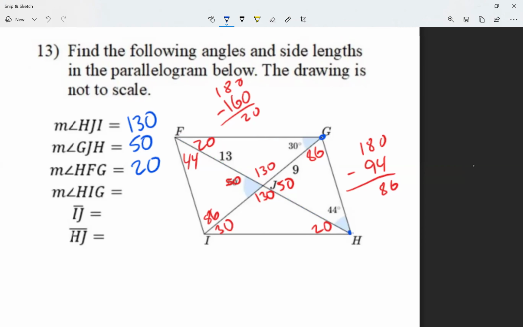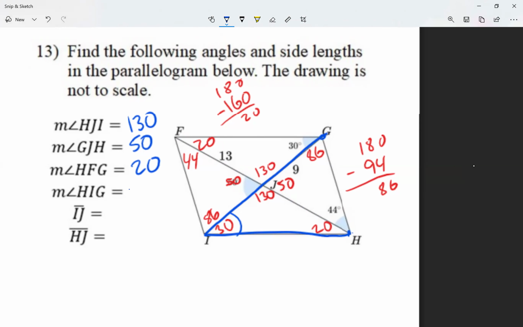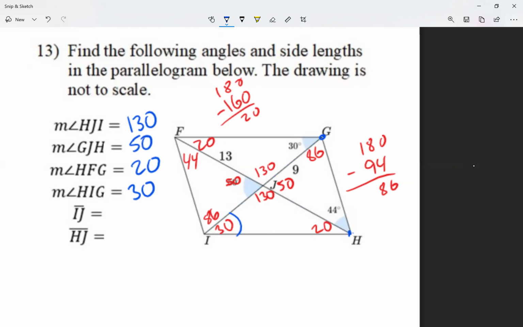And lastly, when it comes to angles, HIG. So starting at H, go to I, and then G. That creates this corner, which is 30 degrees. Okay, angle-wise is not that hard. Now, let's take a look at the measurement of sides.